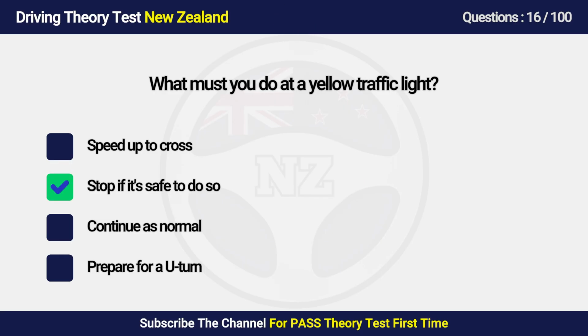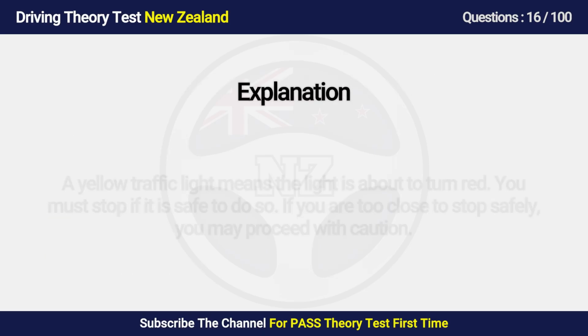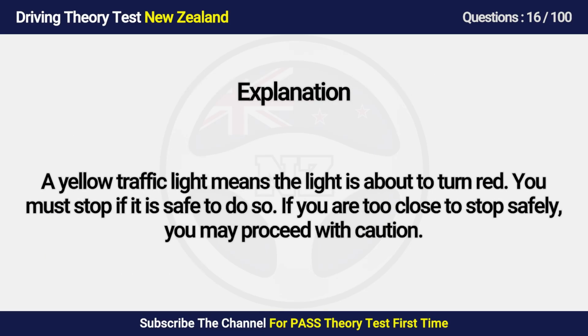Answer is B. Stop if it's safe to do so. A yellow traffic light means the light is about to turn red. You must stop if it is safe to do so. If you are too close to stop safely, you may proceed with caution.